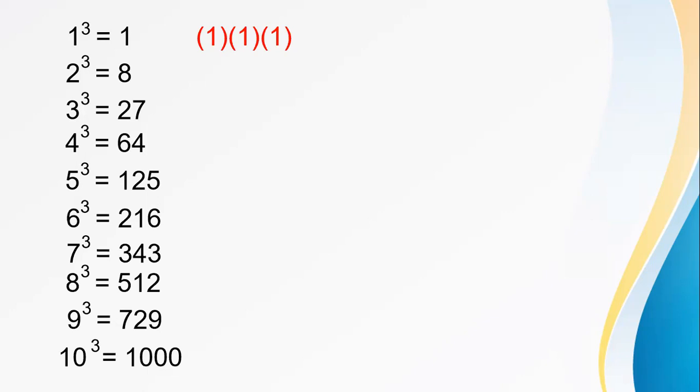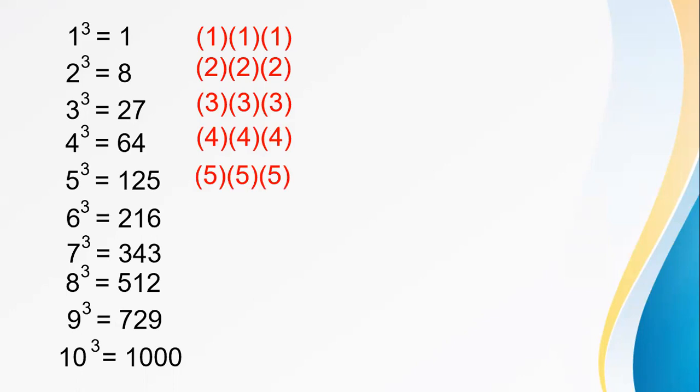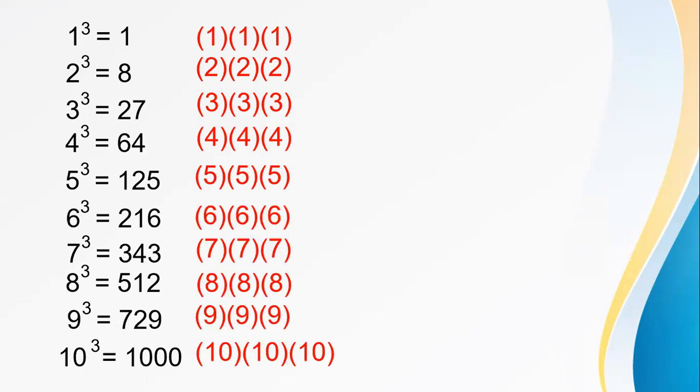Then look at these numbers. 1 times 1 times 1 is 1, or 1 cubed is 1 times 1 times 1. 2 times 2 times 2 is 8. 3 times 3 times 3 is 27, and 27 is a perfect cube. The cube root of 27 is 3. Then we have 4 times 4 times 4, 5 times 5 times 5, and so on. So be sure that you are familiar with these numbers. These numbers are perfect cubes.